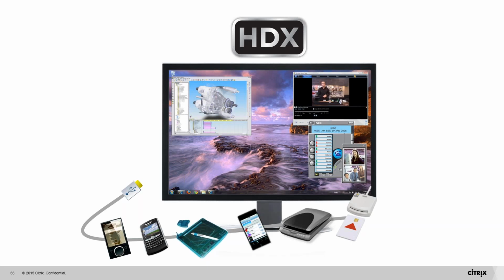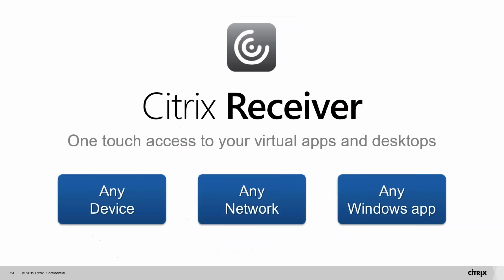tablet, could be smartphone. You can go out to any of the app stores and download Citrix Receiver. Citrix Receiver is basically our endpoint agent for all the functionality and communication to your Citrix environment on the back end.